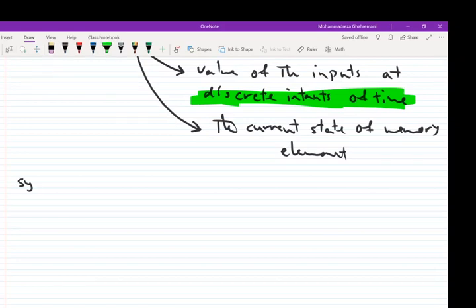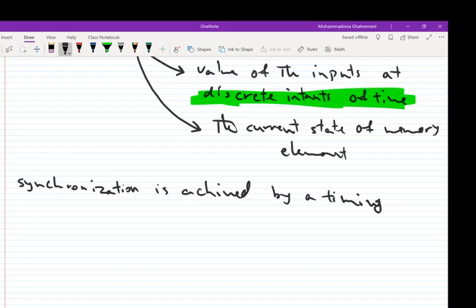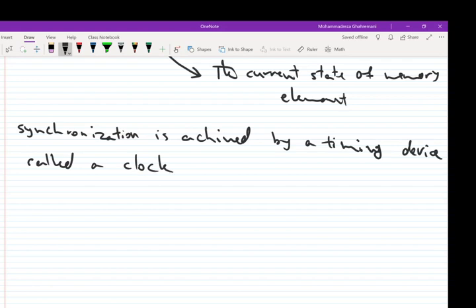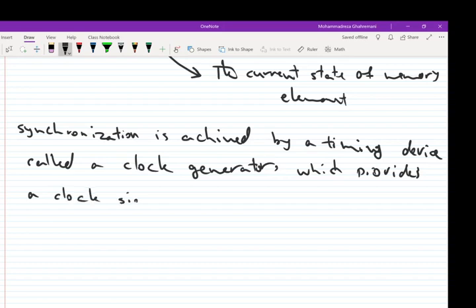So we can say synchronization is achieved by a timing device called a clock generator, which provides a clock signal in the form of a periodic train of clock pulses.